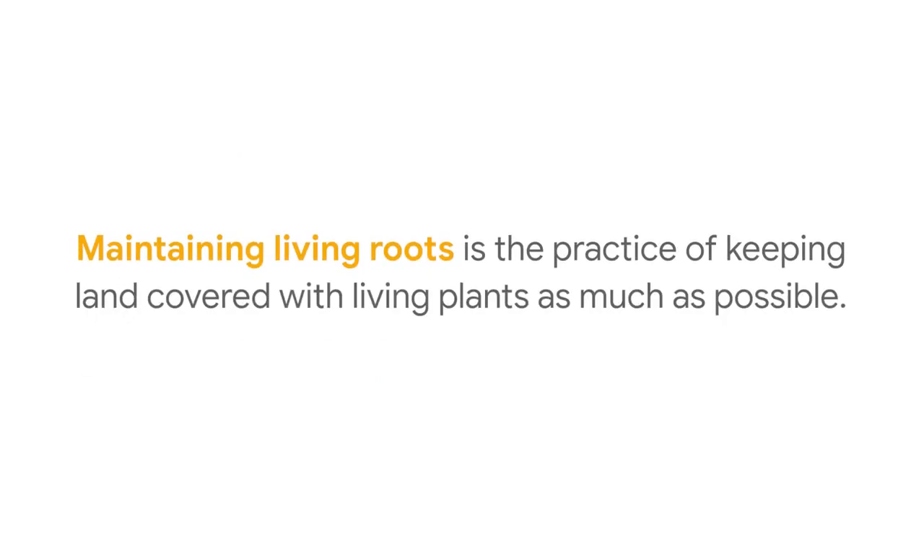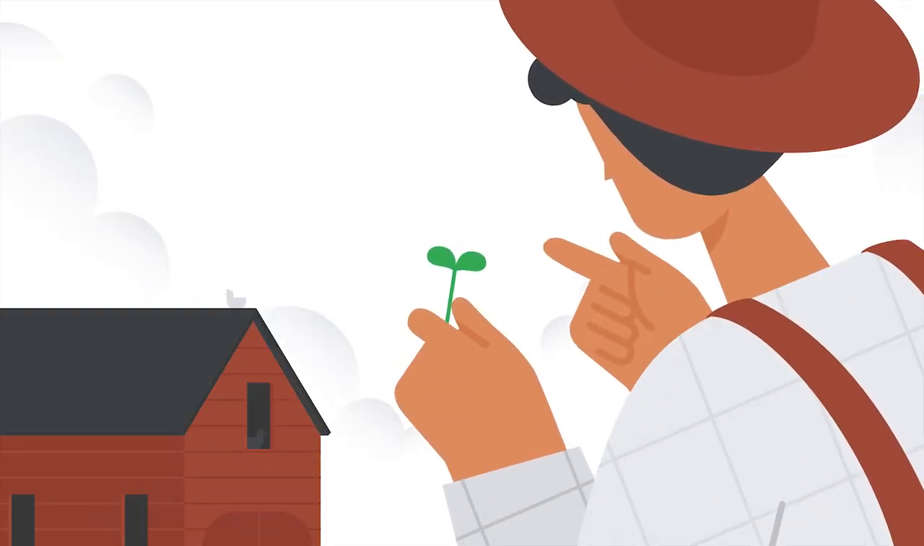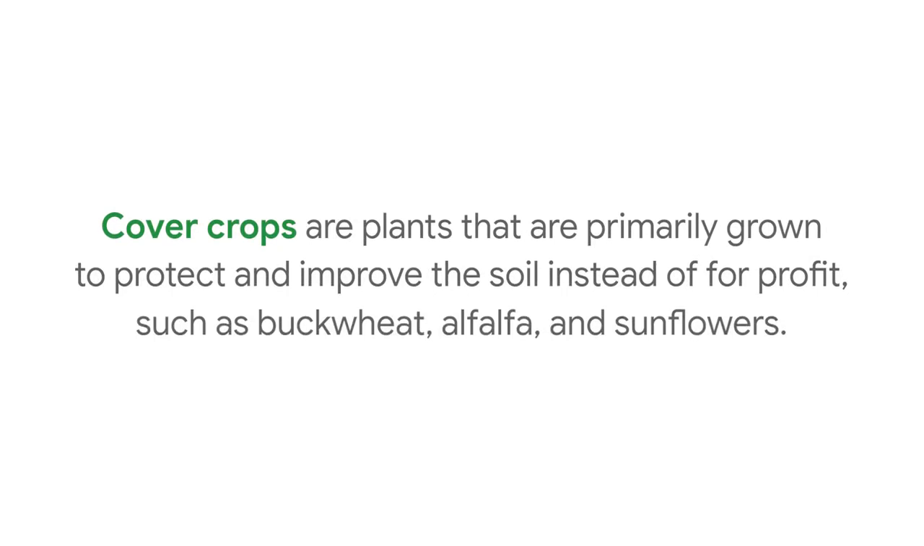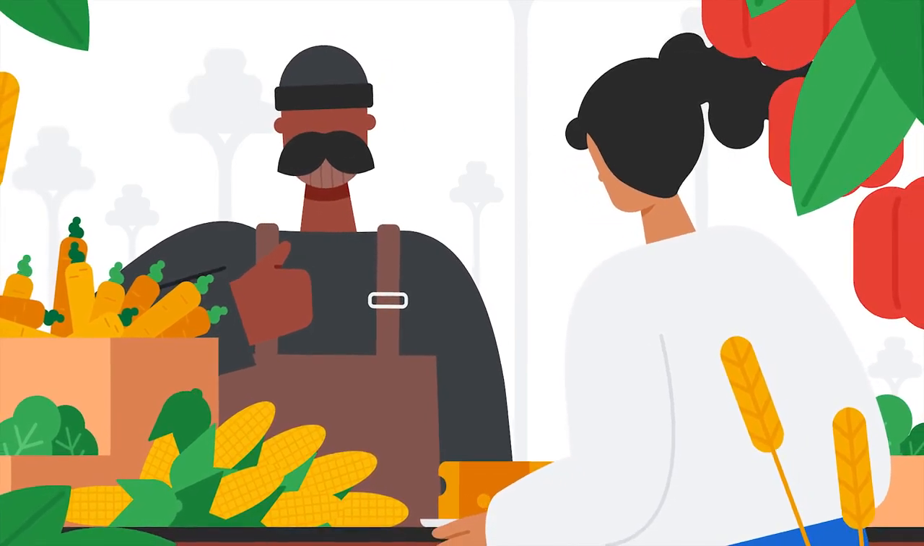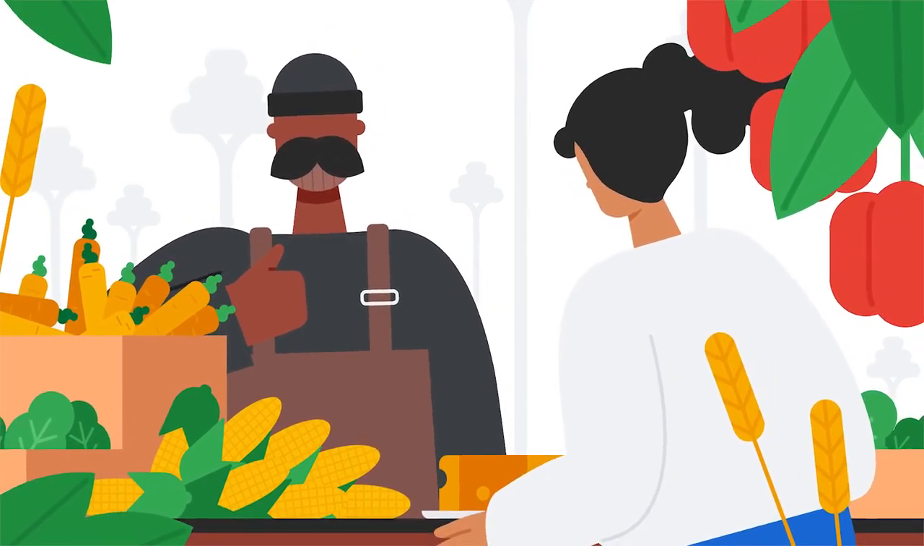The third principle of regenerative agriculture is maintaining living roots. Maintaining living roots is the practice of keeping land covered with living plants as much as possible. This means growing cover crops whenever cash crops are not growing. Cover crops are plants that are primarily grown to protect and improve the soil instead of for profit, such as buckwheat, alfalfa, and sunflowers. Cash crops are plants grown to sell for a profit, such as corn, soybeans, and fruits.